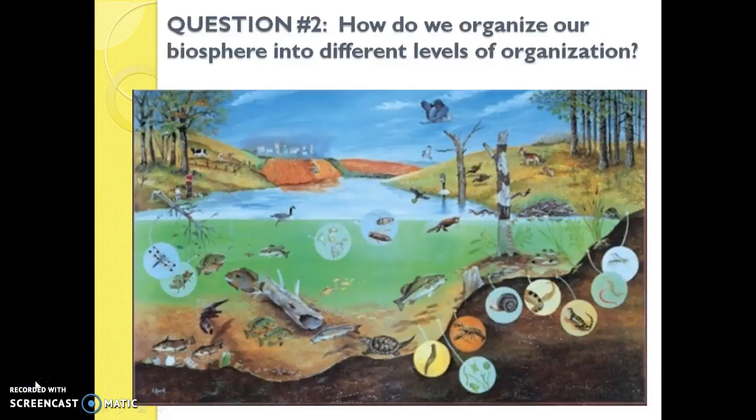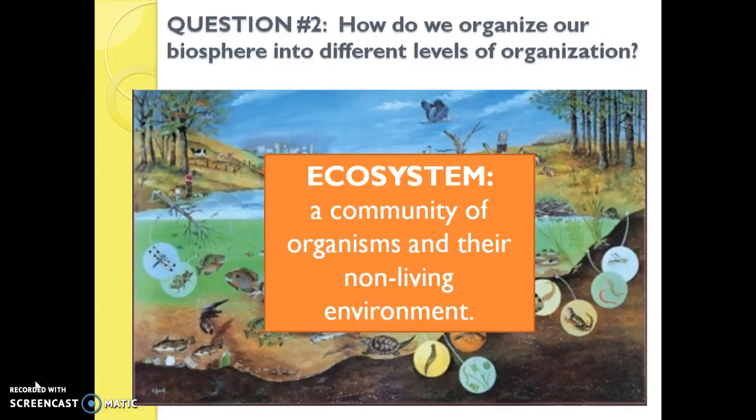Our ecosystem. Our ecosystem is going to be all of these living things and the non-living environment. So that would be like, what's the soil like? How much rain does it get? All of those things come together, working together to have a community of organisms and a non-living piece that supports those organisms within a community.